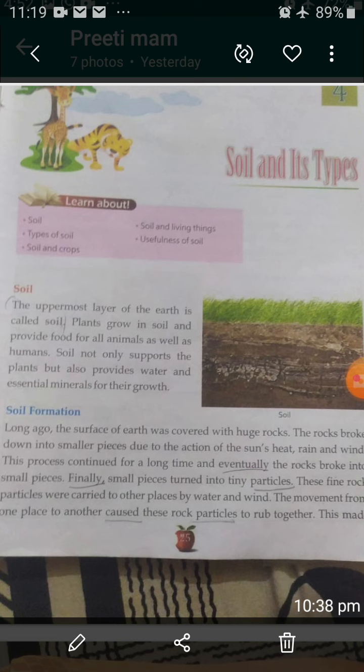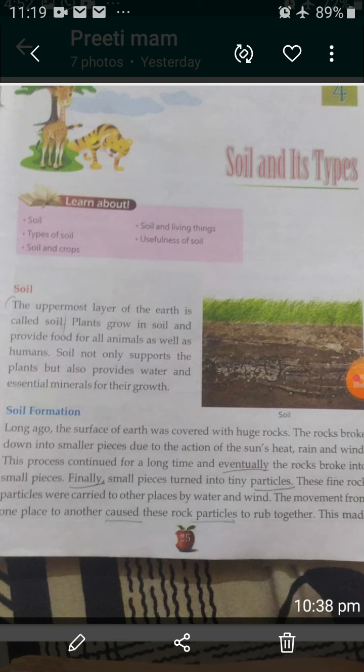Soil formation. Long ago the surface of the earth was covered with huge rocks. The rocks broke down into small pieces due to the action of the sun, heat, rain and wind. The process continued for a long time and the rocks broke down into small pieces. Finally the small pieces turned into tiny particles. These fine rock particles were carried to other places by water and wind, and movement from one place to another caused these rock particles to rub together.